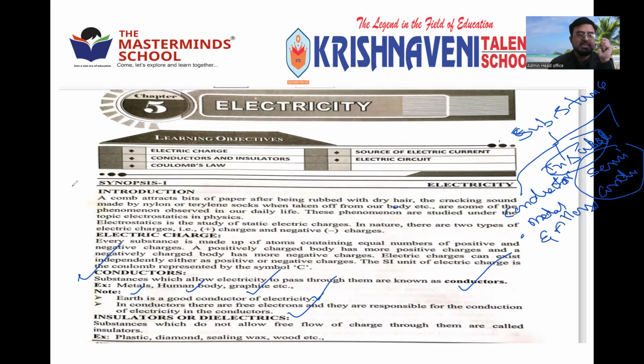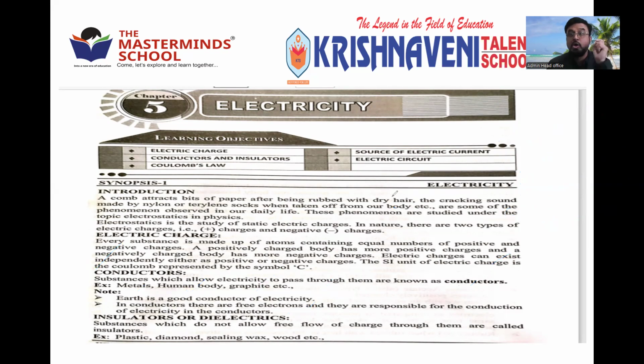So conductors are the substances which allow the electricity to pass through them due to the presence of free electrons. Examples: metals, human body, and graphite. Right? That is one category. The second one is insulators or dielectrics or non-conductors, anything you will call. Substances which do not allow the free electrons of charge through them are called insulators.